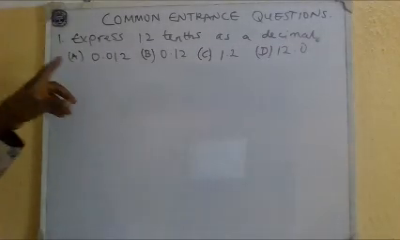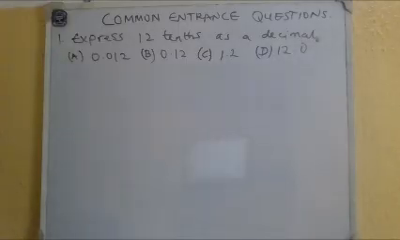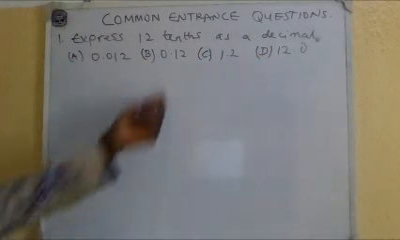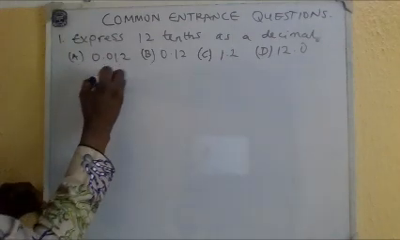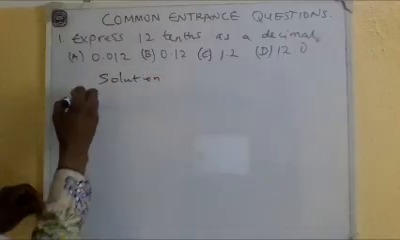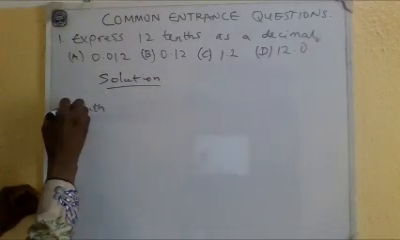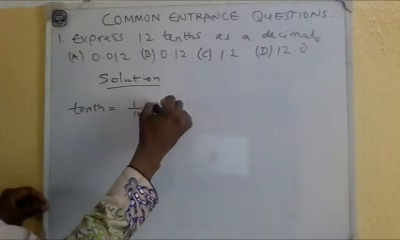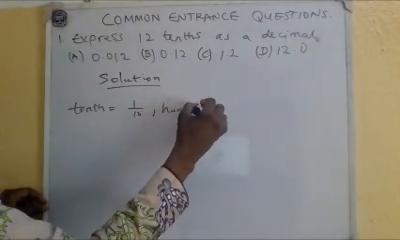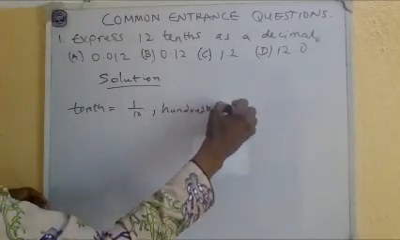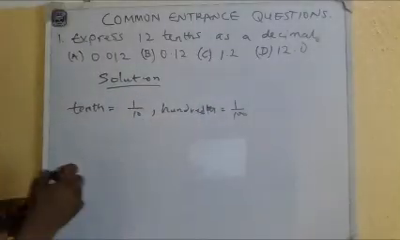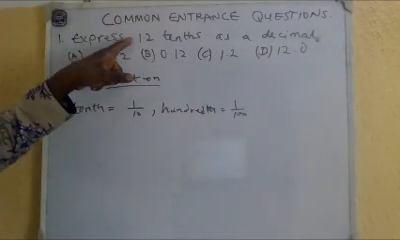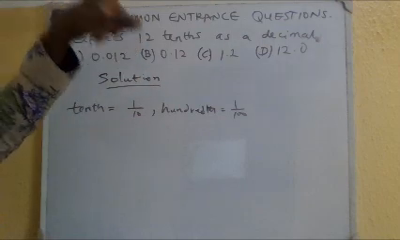So we should solve this as a decimal. Express 12 tenths as a decimal. If you see the word tenth, tenth means 1/10. If you see the word hundredths, it means 1/100. This th is 1 over whatever words you have here. So this is express 12 tenths, that is 12/10, as a decimal.